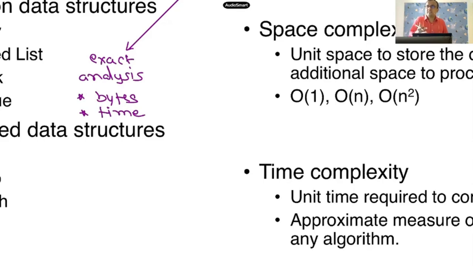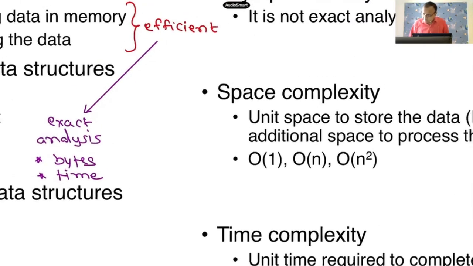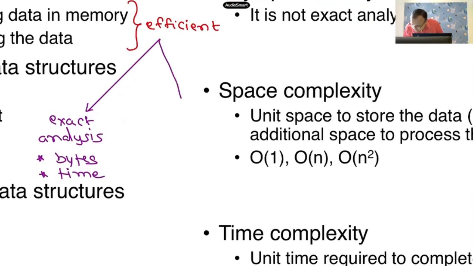But this exact analysis, most of the time it has been observed to be useless. Why is it useless? Because things will change from architecture to architecture, and from machine configuration to machine configuration. So, sir, is there a solution? The solution is that where exact analysis does not work, we always go for something called asymptotic analysis.